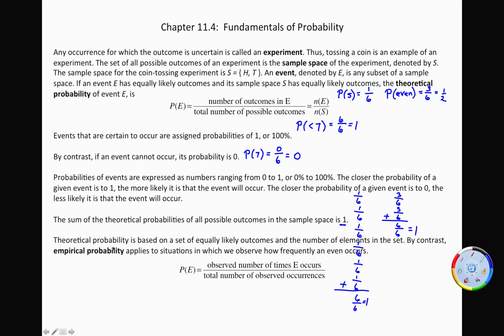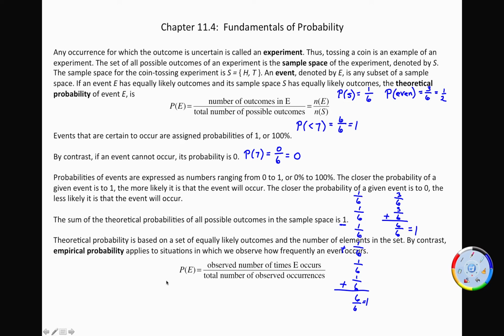Theoretical probability is based on a set of equally likely outcomes and the number of elements in the set. By contrast, empirical probability, sometimes known as experimental probability, applies to situations in which we observe how frequently an event occurs.